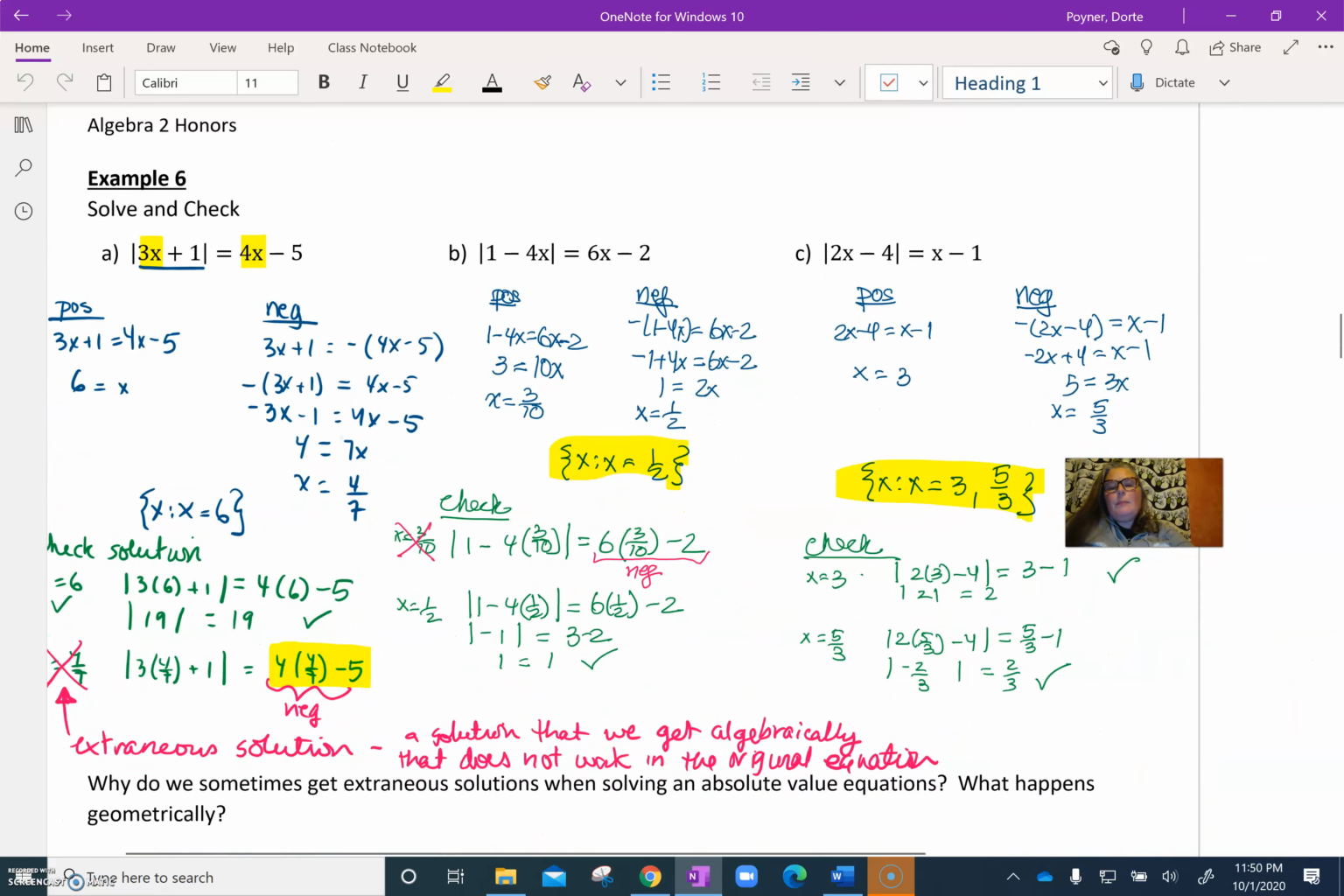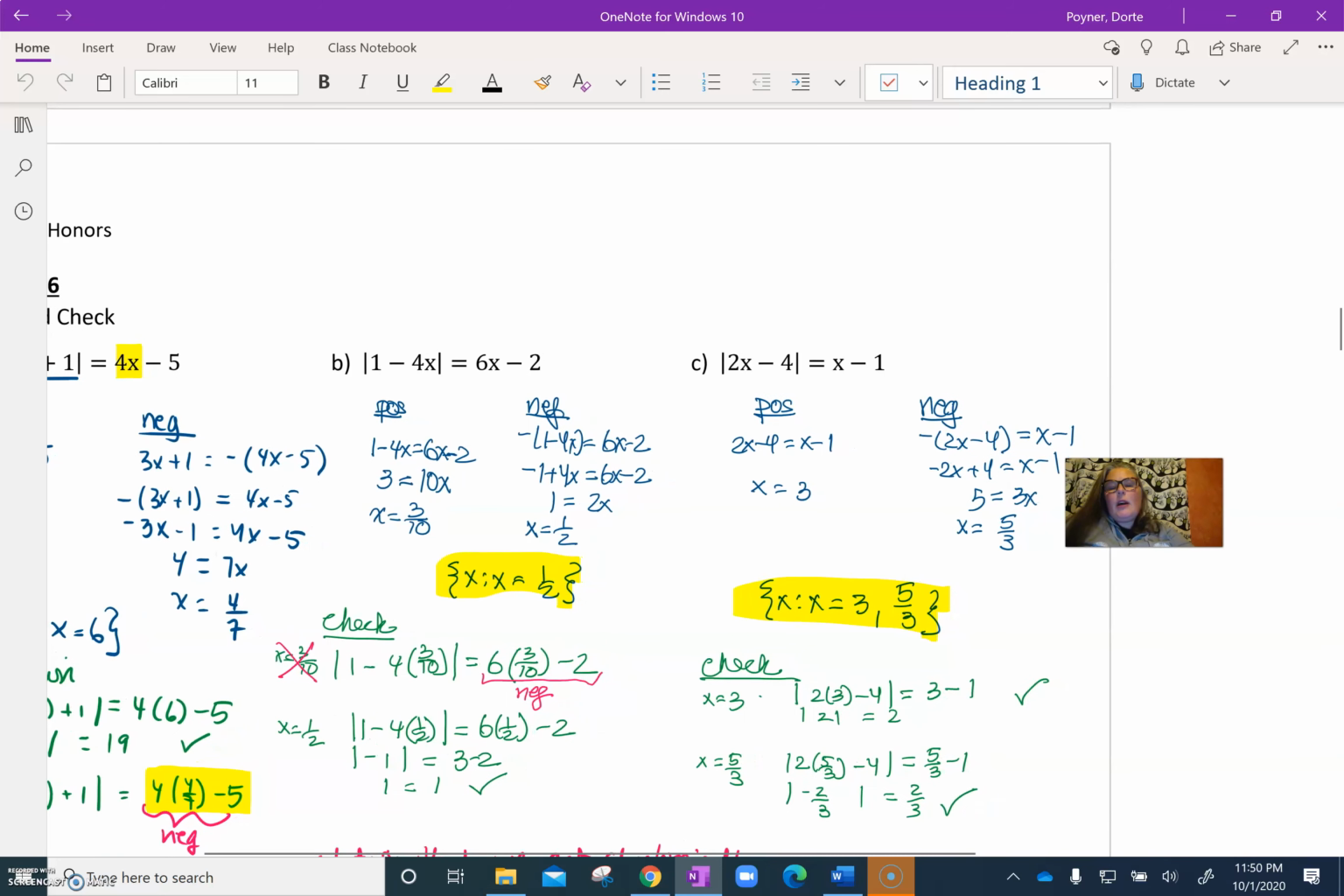For example 6, parts B and C, I solved them algebraically and then checked my solutions. In part B, I produced an extraneous solution, and in part C, both of them worked, so it didn't have any extraneous solutions. But you have to check, especially when there's a variable on the inside and one on the outside; that's a good clue that you should be checking. Technically, you should always be checking your solutions back in the original equation to see if they work.